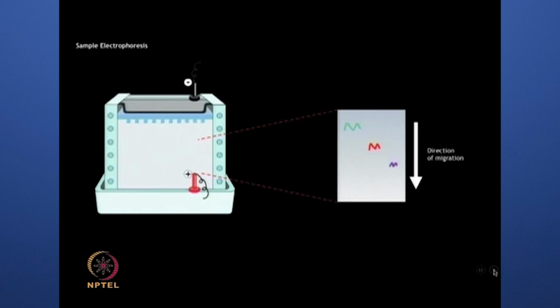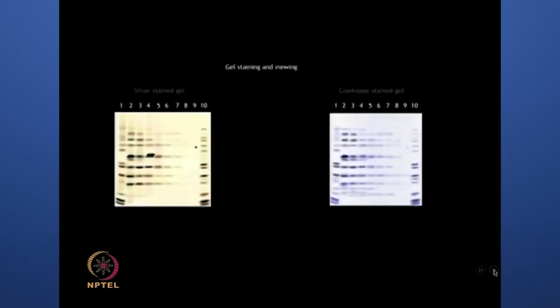The progress of electrophoresis can be observed with the help of a tracking dye. The larger proteins are retarded in the gel and remain close to the point of application, while the smaller proteins migrate further along the gel. The gel can then be stained with either Coomassie or silver stain and viewed to observe the various discrete protein bands present in each of the samples. For example, the left image here is a silver stained gel and the right image is of a Coomassie stained gel.